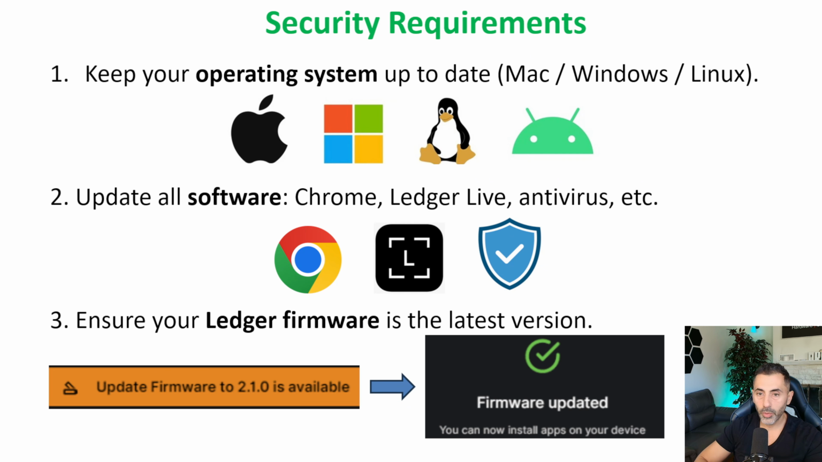There are 3 security requirements that you must follow before doing the transfers. Number 1, make sure your operating system is up to date, and if you can't update it because your hardware is too old, maybe it's time to upgrade the hardware. Number 2, update all software. In this case, specifically, we're going to be using Chrome to connect to the exchange, the Ledger Live software to connect to your Ledger. And if you have an antivirus, make sure your virus definitions are up to date. And last but not least, ensure that your Ledger firmware is also running at the latest version.